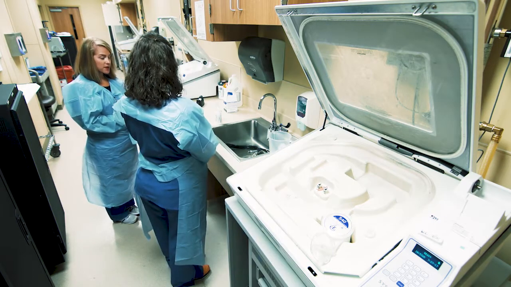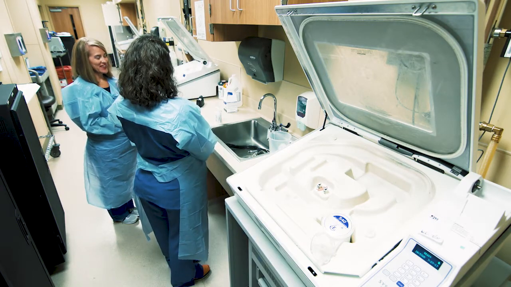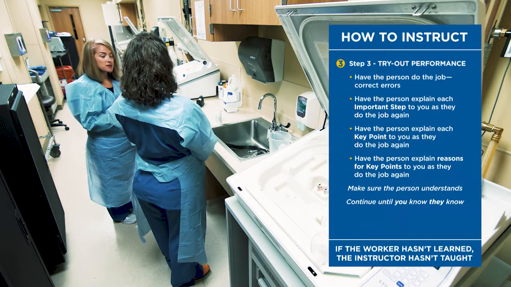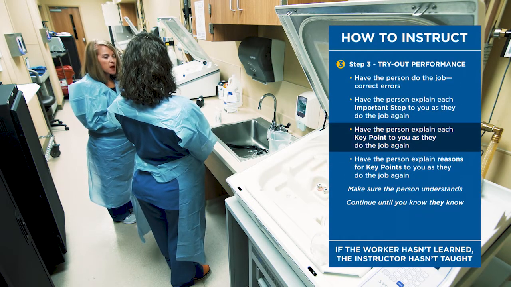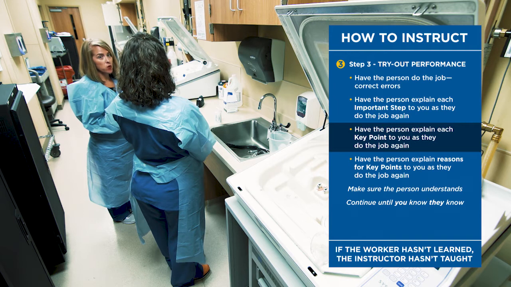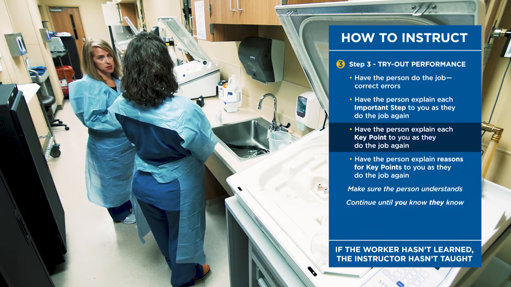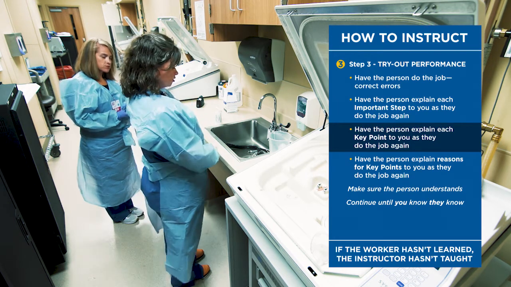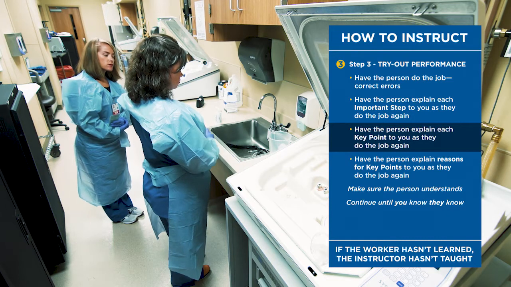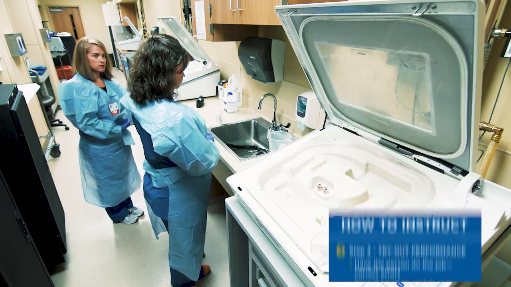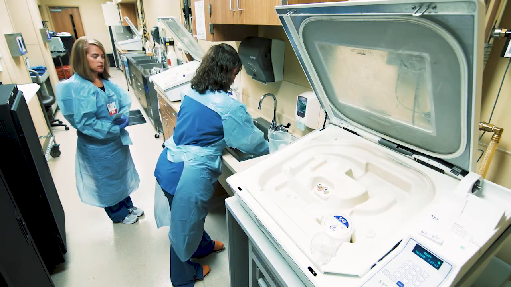Okay, Rochelle, so I'm going to have you do it for a 3rd time. And so this time I want you to, again, talk about the 3 important steps, but I also want you to talk about the key points to each of those important steps, okay? So the first step is we're going to place the scope inside the STERIS and connect the hoses.